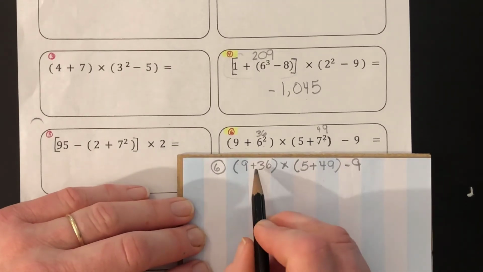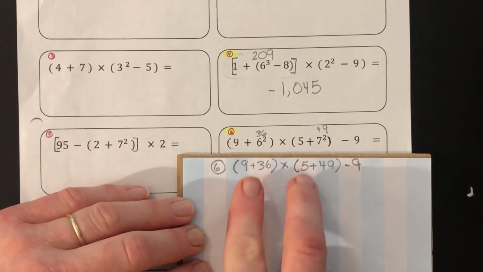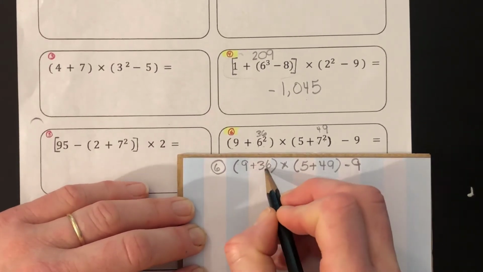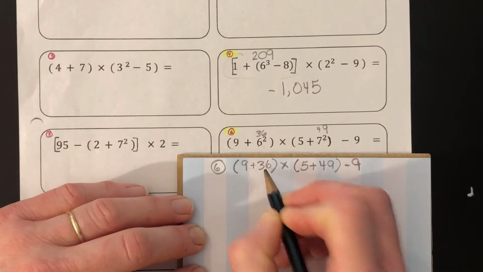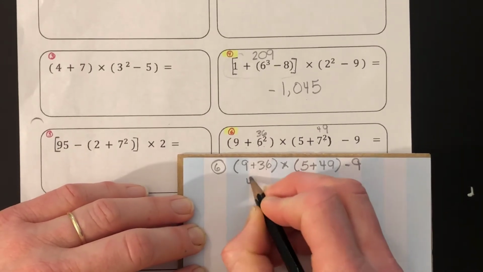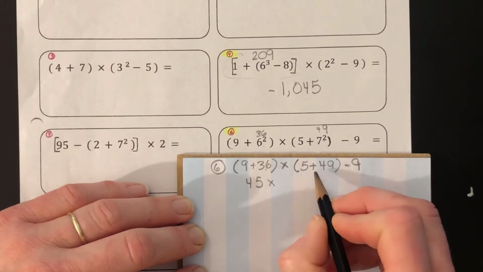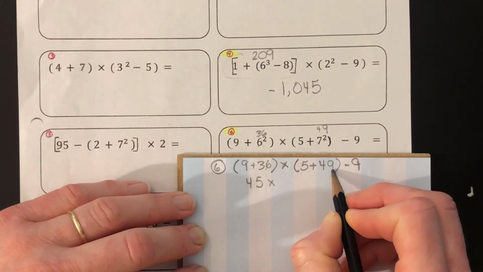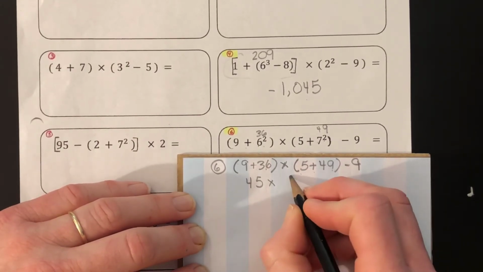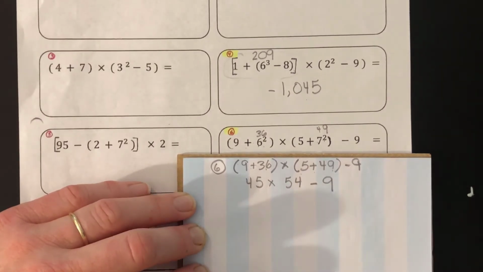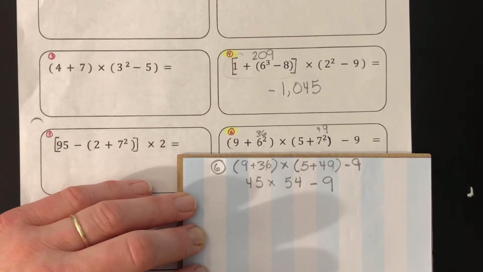So now I will just solve the operations inside the parentheses. There's only 1 in each now. 9 plus 36 is 45 times 5 plus 49 is 54 minus 9. This is lovely. Got some serious computation going today.